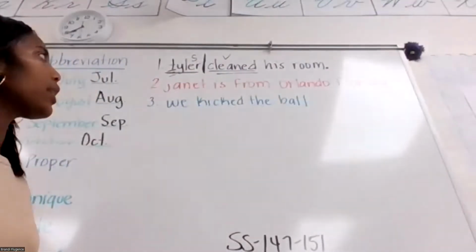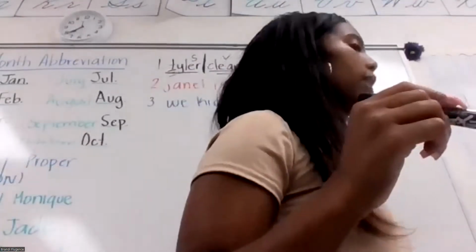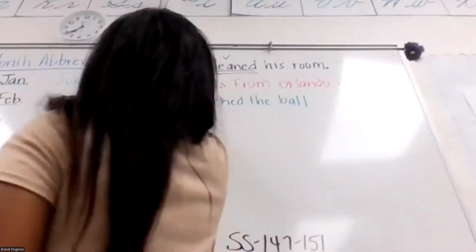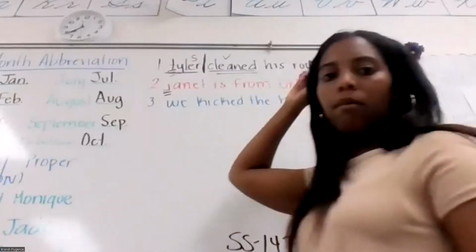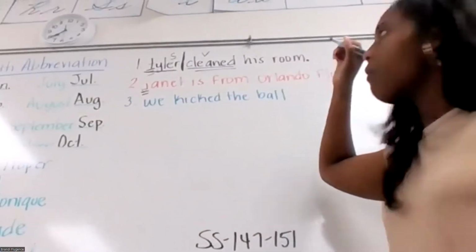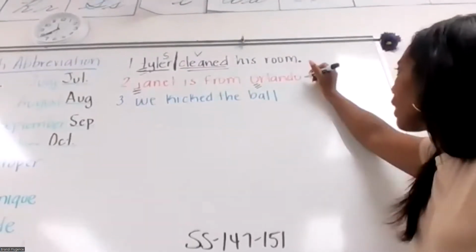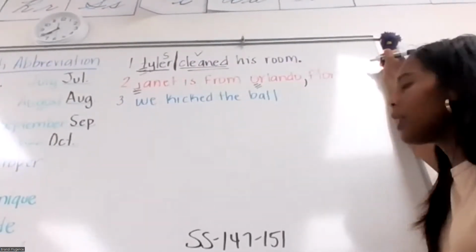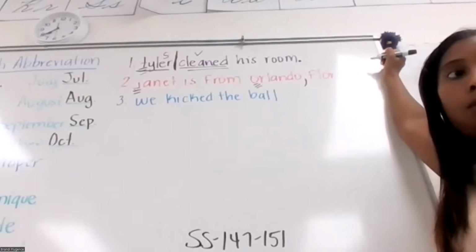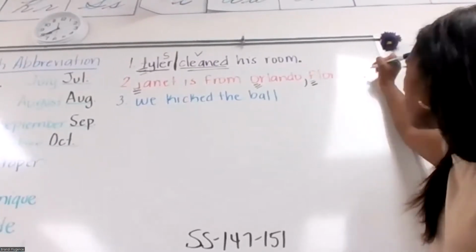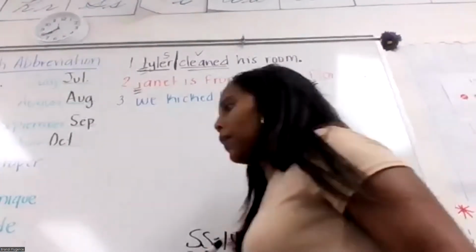Number 2, Janet is from Orlando, Florida. Let's correct it first. Go ahead, Evan. Capitalize the J in Janet. Capitalize the O in Orlando, that's a city. Put a comma between Orlando and Florida, that's a city and state. Capitalize the F in Florida, and finish with the period. Good. Okay, where am I dividing?